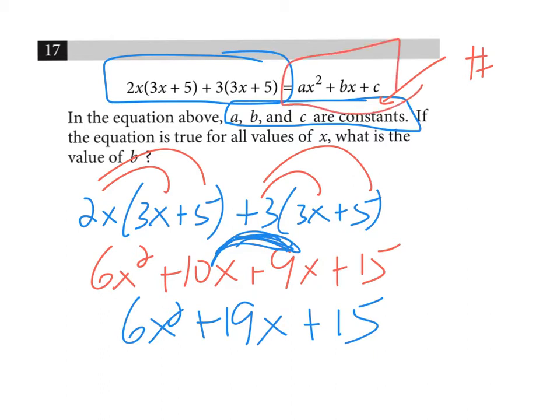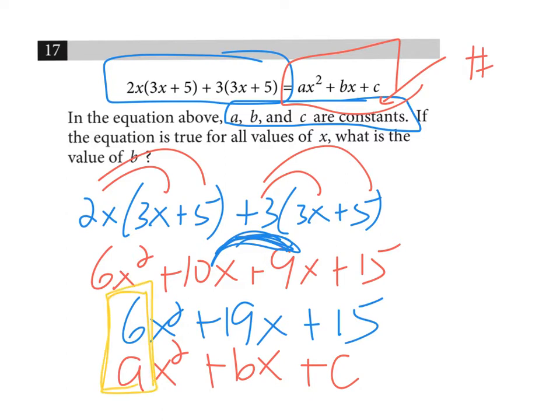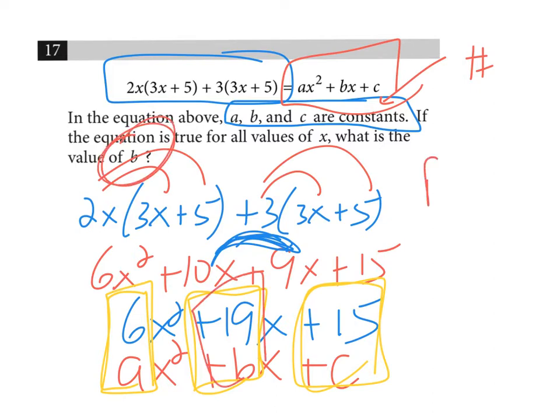The right-hand side is ax squared plus bx plus c. So what does that mean? If these terms are equal, that would mean a is equal to 6, b is equal to 19, and c is equal to 15. So since this question said what is the value of b, in this case b is equal to 19.